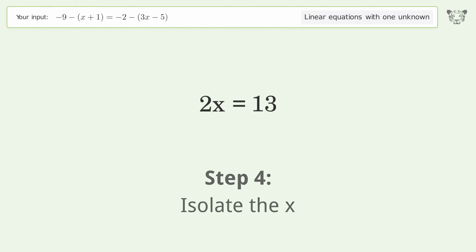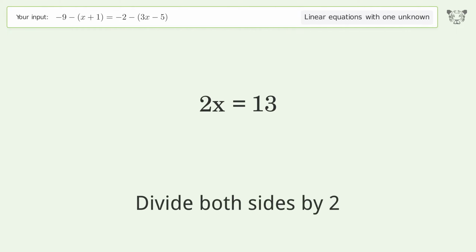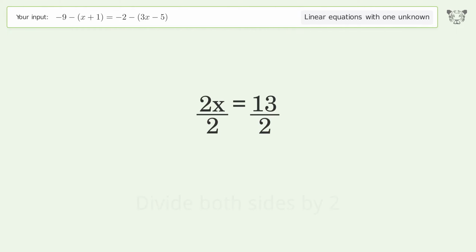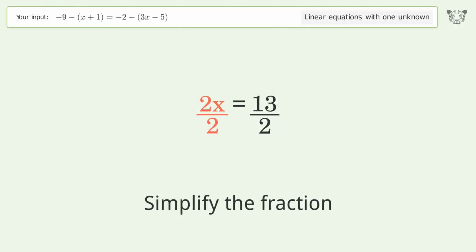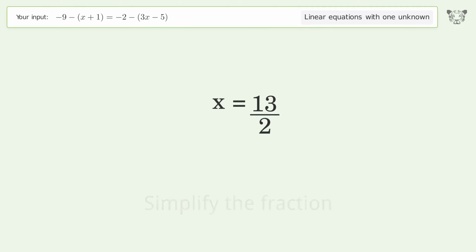Isolate the x. Divide both sides by 2. Simplify the fraction. And so the final result is x equals 13 over 2.